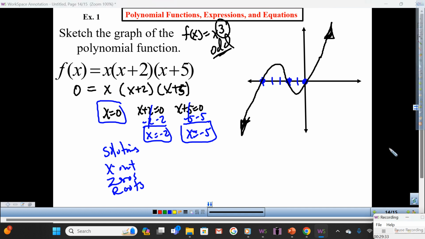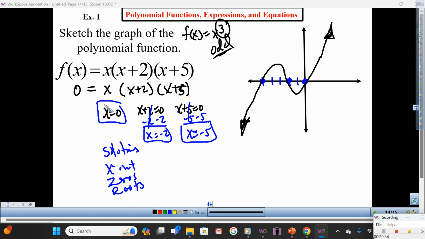All right, up to right there. Here goes the process one more time. What is the first thing we did? We set it equal to 0. From there, set each factor equal to 0, and then we solve. And that gave us our x-intercepts, or our zeros. We plotted those.